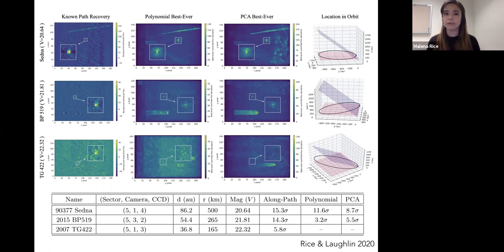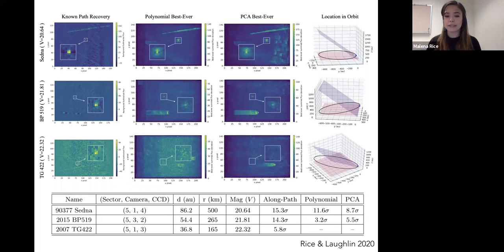TG422 was not recovered with this blind search, and that's probably because of a combination of 2 factors. The first is that we think this is about what our detection limit is. It might be slightly below our detection limit with this search in terms of magnitude. So this is the dimmest of the 3 objects.